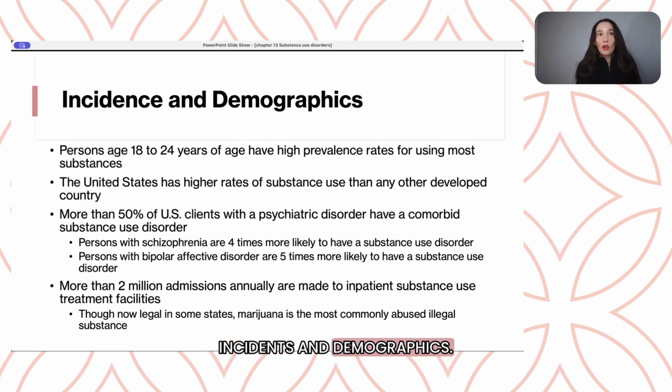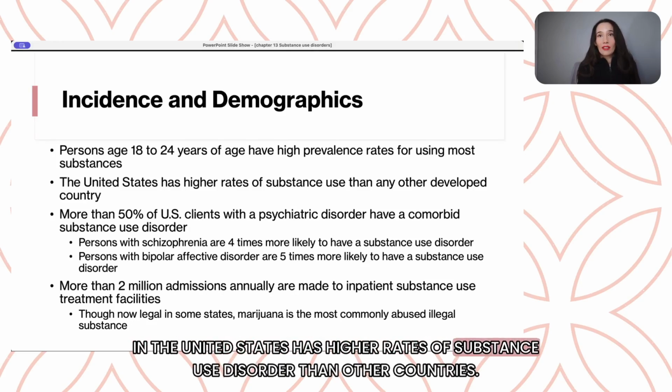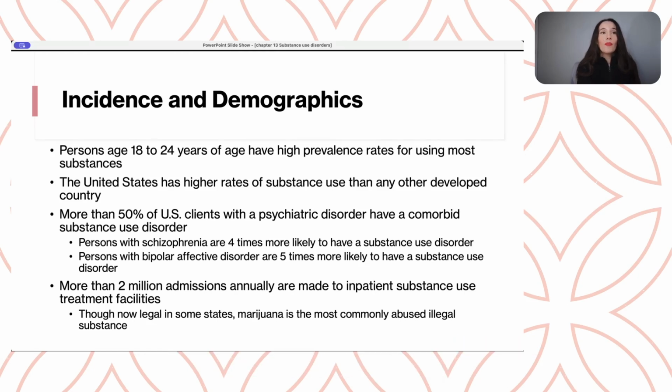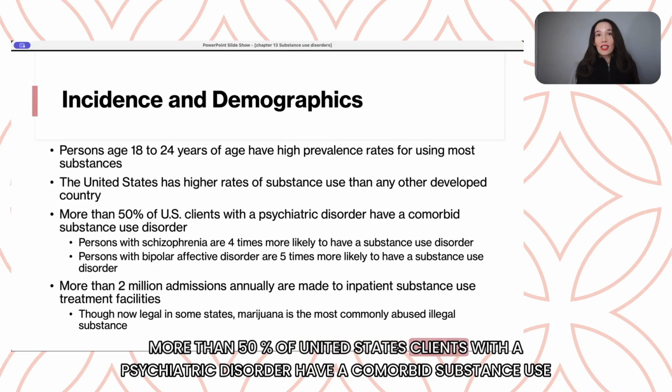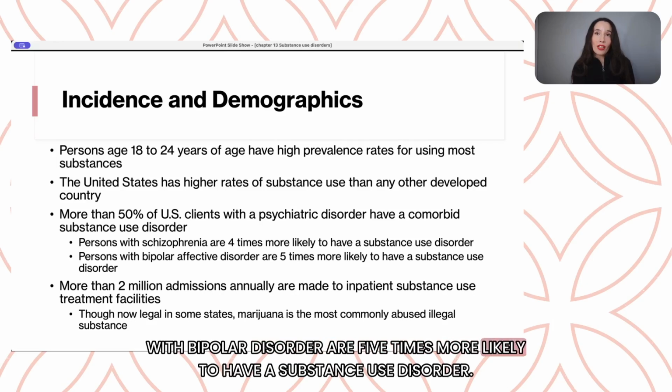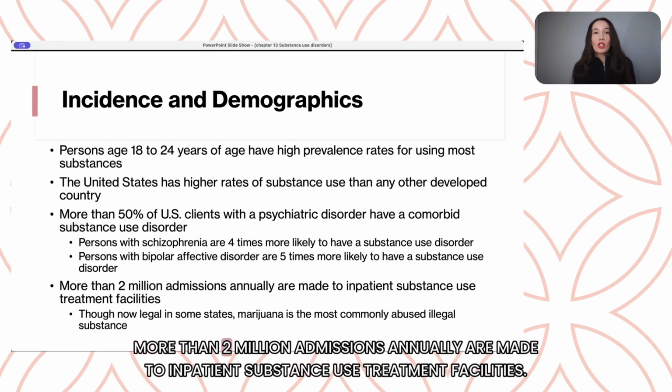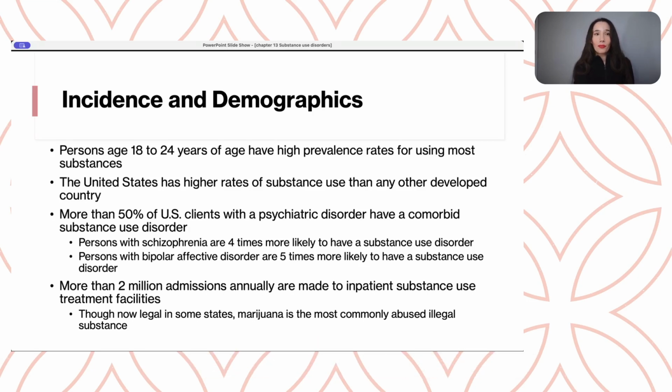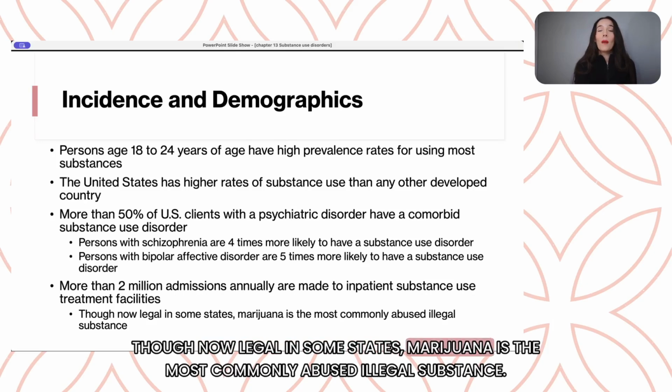Incidence and demographics. People 18 to 24 have the highest rates for substance use disorder. The United States has higher rates of substance use disorder than other countries. More than 50% of United States clients with a psychiatric disorder have a comorbid substance use disorder. Those with schizophrenia are 4 times more likely to have a substance use disorder, and those with bipolar disorder are 5 times more likely. More than 2 million admissions annually are made to inpatient substance use treatment facilities. Though now legal in some states, marijuana is the most commonly abused illegal substance.